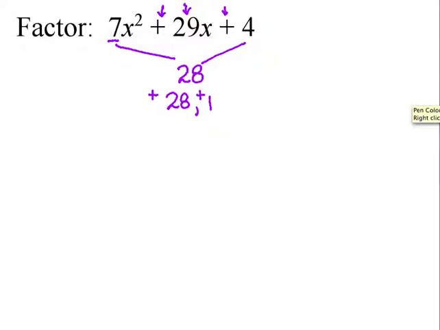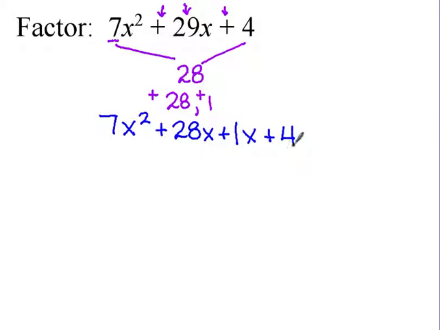Now this next step is going to look a little weird. What I'm going to do is write it all out, and then I'm going to explain what I did. Okay. Just look real quick and see if you think you see what I did. What did I do? The 29x, 28x plus 1x.